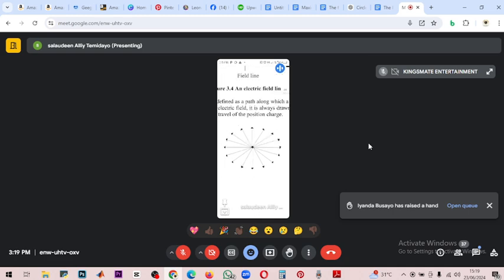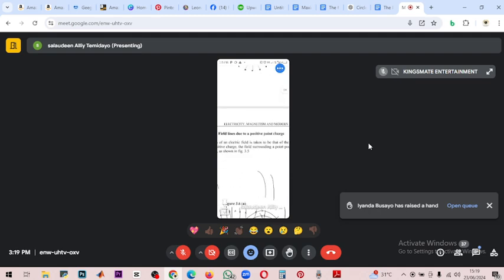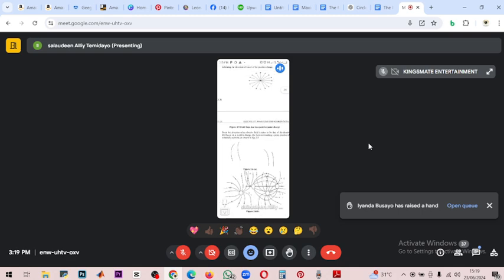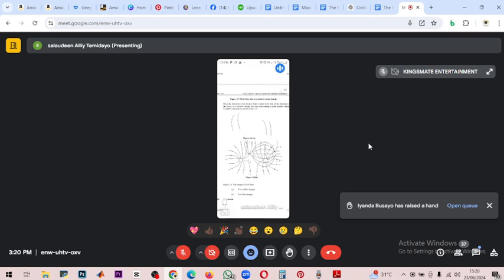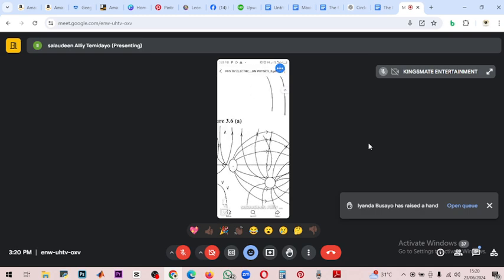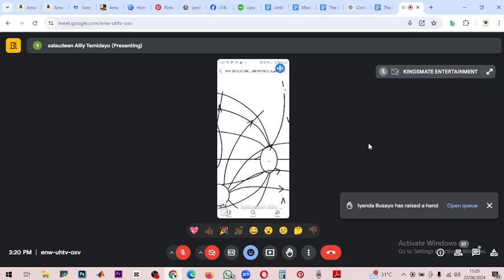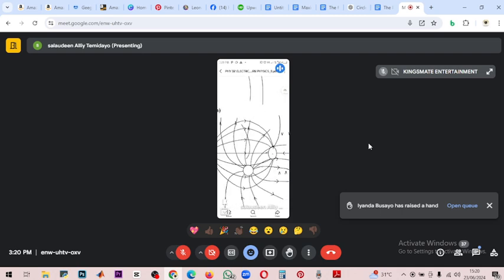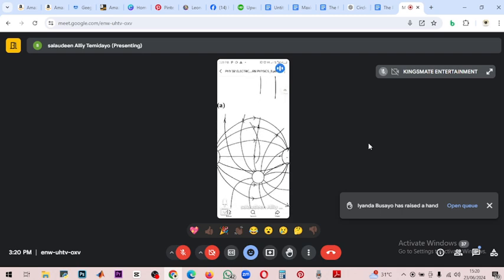If it was a negative charge, the arrow will be facing inside. It won't be facing outside. So that's what we have here. They didn't do it well. Let's say this is a positive charge and this is a negative charge. They will attract each other. That's why they are forming something like a bulb, like an onion bulb. You can see they drew it roughly.